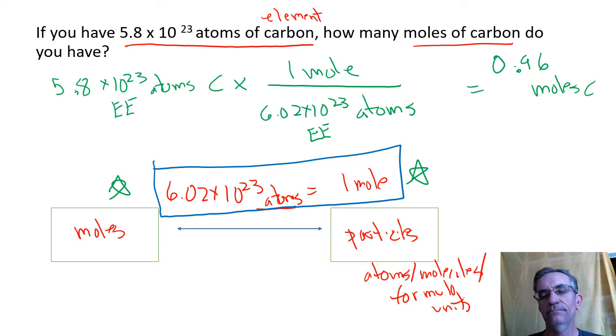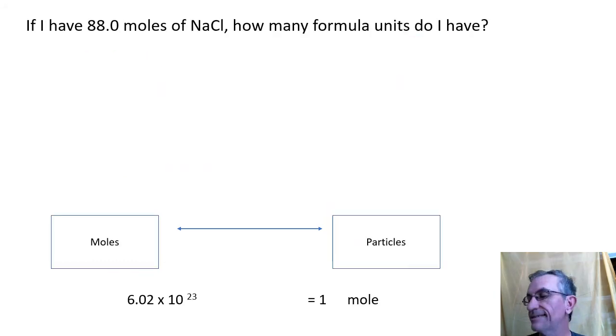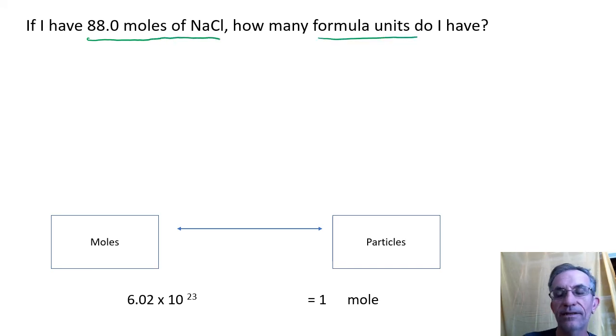All right, let's try one more just to make sure we got the hang of this. One last example in this video. Let's get to it. All right, one last example. Let's see if we can get the hang of this. So this one says, if I have 88.0 moles of NaCl salt, how many formula units do I have? So why are they using the word formula units?